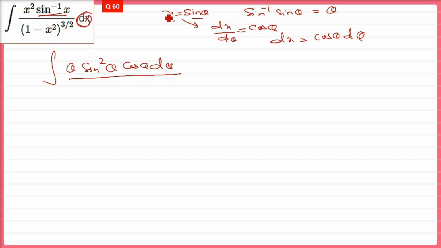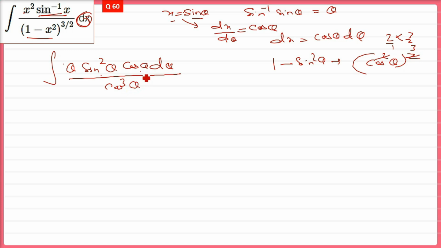What will come in the denominator? x is sine theta, x square will be sine square theta, and 1 minus sine square theta is cos square theta, and there is a power 3 by 2, so 2 will get cancelled. Cos cube theta will come. That is, in place of x square write sine square theta, it will be cos square theta, there is a power 3 by 2, 2 gets cancelled, you have a cos cube theta in the denominator, because it's simply 2 into 3 by 2. So this is cos cube theta.